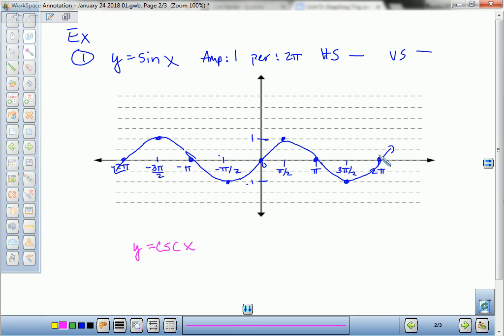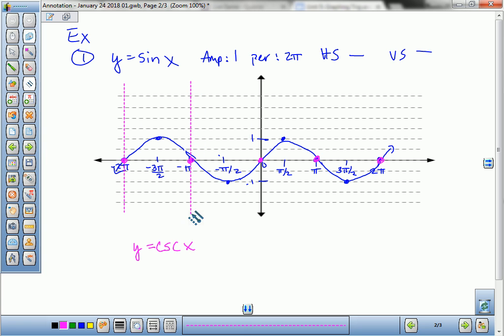Now, with the tangent, we discovered that when we did the reciprocal of all these zeros, what happened? Asymptotes. We now have asymptotes. Yes, because the reciprocal of 0 is undefined. So all these places where the original function was 0, its reciprocal function will be undefined.